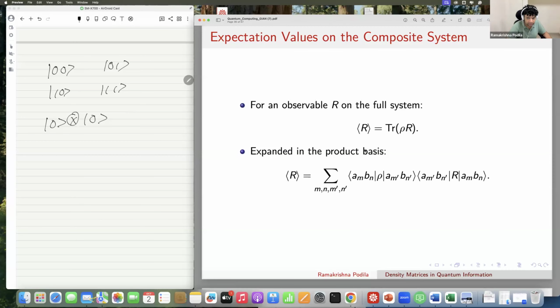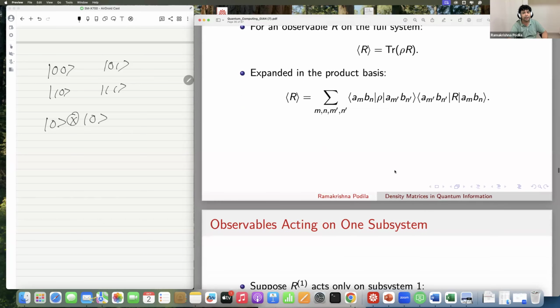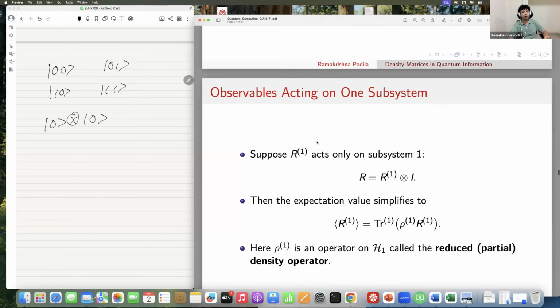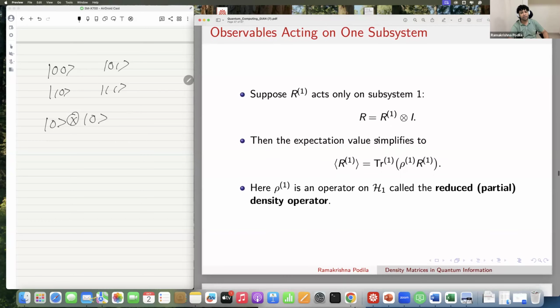And then you can sort of expand this in the product basis and check. But if I want to get only observables for 1 qubit, so I have a 2 qubit system like this, 0, 0 or 0, 1, but I want to make measurements only on the first qubit. I don't want to disturb the second qubit. I want to measure only the first qubit. Then what I need to do is sum over just the second qubit, and I just ignore the second qubit and only get the first qubit.